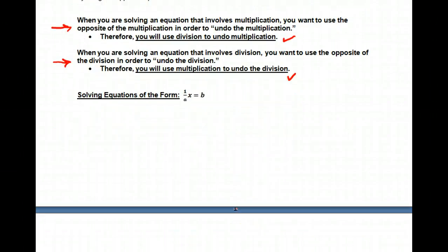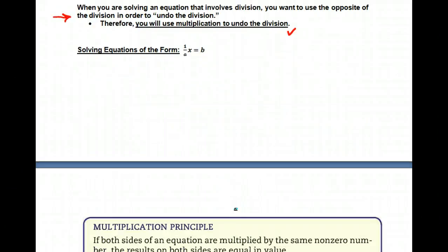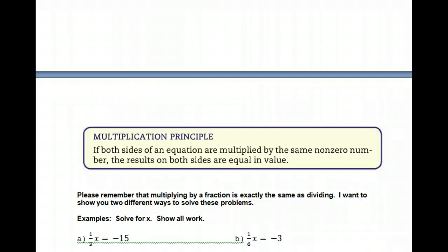So our first set of examples that we are going to work on are equations that are in the form of 1 over a times x equals b. And this is going to call into play the multiplication principle, which says that if both sides of an equation are being multiplied by the same non-zero number, then the results on both sides are equal in value.